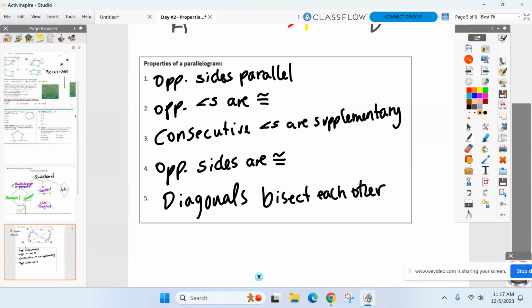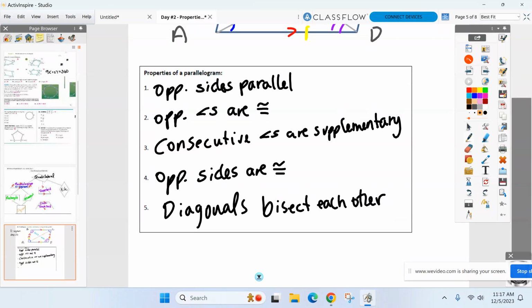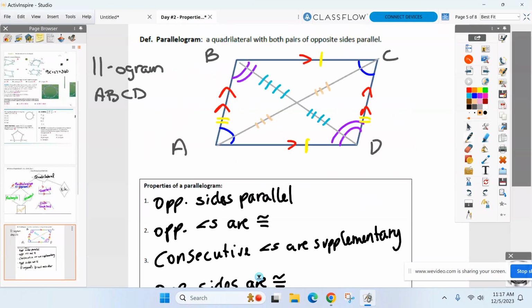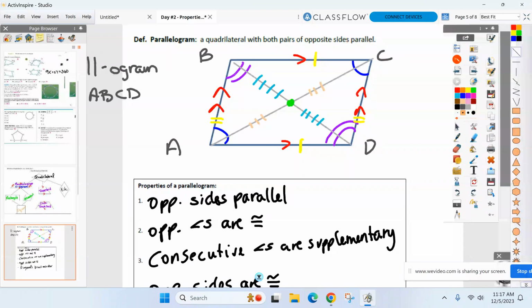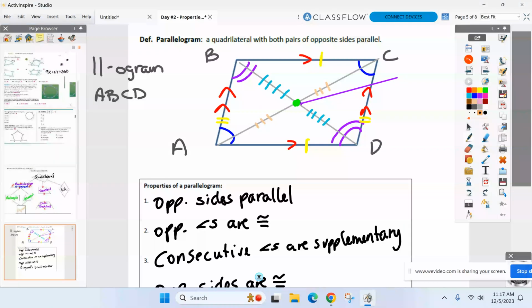And I'm not done yet. Little bonus, little challenge, honors kids. If they do indeed bisect each other, give me a vocabulary term for that point right there. Midpoint BD. What's this point called right here again? Gotta flip it, sorry. That's called the midpoint.